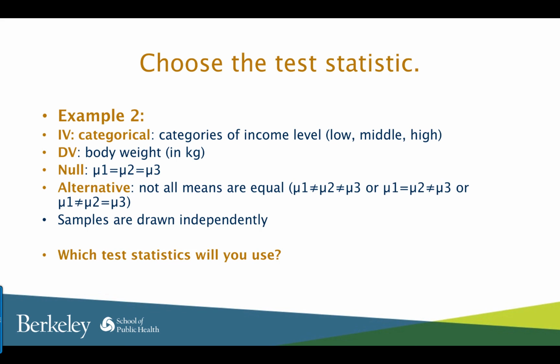Okay, let us look at another example. So here, again, your independent variable is categorical, categories of income level, low, middle, and high, and you have dependent variable as body weight. Your null is mu1 is equal to mu2 is equal to mu3, and alternative hypothesis is not all means are equal. So that is mu1 is not equal to mu2 and mu2 is not equal to mu3, or mu1 is equal to mu2 but mu2 is not equal to mu3, or mu1 is not equal to mu2 but mu2 is equal to mu3. So these are all different options for your alternative hypotheses, and the samples are drawn independently. So in this scenario, which test statistic will you use?